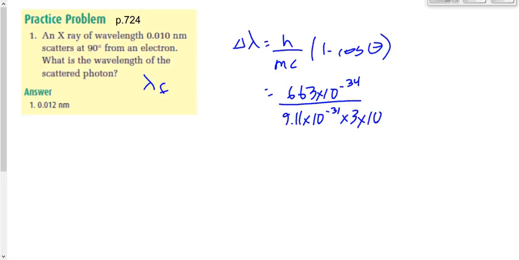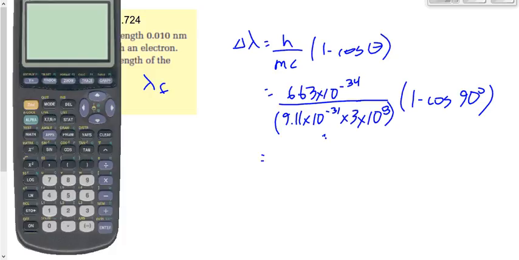Divided by the mass of the electron times the speed of light, times 1 minus cosine 90 degrees. What's cosine 90? This one's a little bit easier, actually. What's cosine 90? 0. Cos 90 is 0, so it becomes this times 1. 1 minus 0 is 1. So all I have to do really is figure out what this number is out front, which is always the same thing out front.